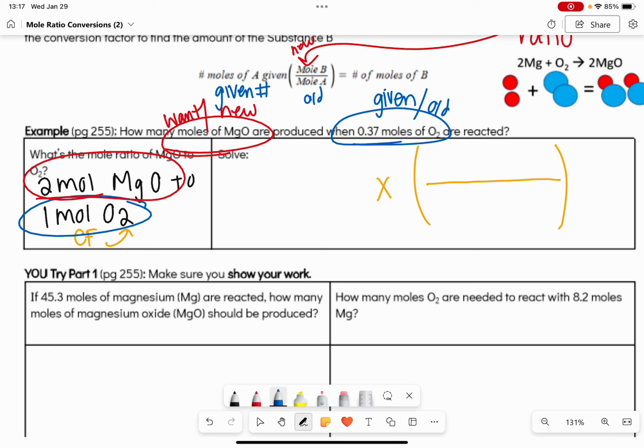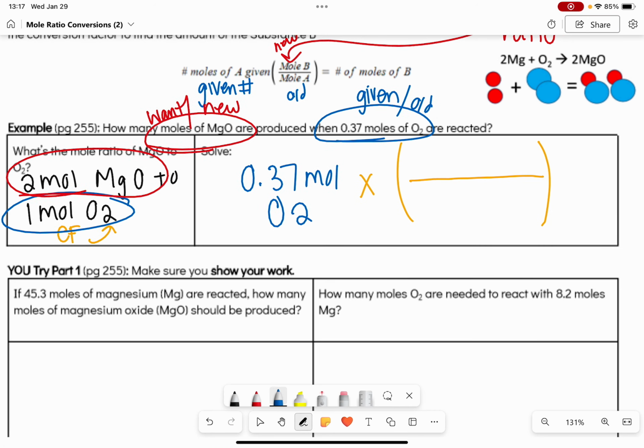Now putting this together is going to be the same as before. So you're going to start with your given number out front in your old unit. 0.37 moles O2 out front. My old unit from my conversion factor goes on the bottom. So my 1 mole of O2 from right here is going to go on the bottom in the parentheses so that your moles of O2 cancel out. And then my new unit, what I want to find is moles of MgO, so that's going to go on the top.